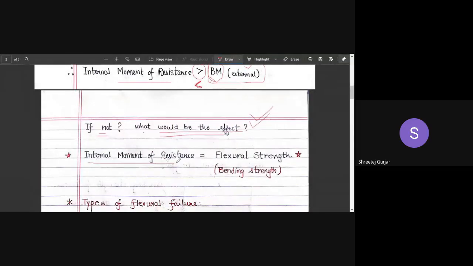Now, internal moment of resistance, as I've told you, we term it as flexural strength. Internal moment of resistance, MOR, that is what we call flexural strength, which is also known as bending strength. Bending strength or flexural strength, both are the same.